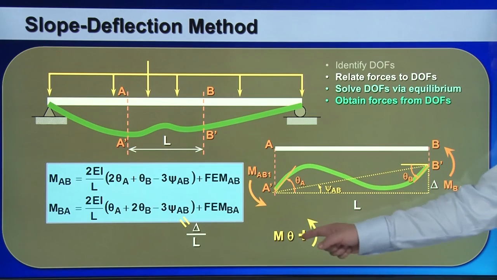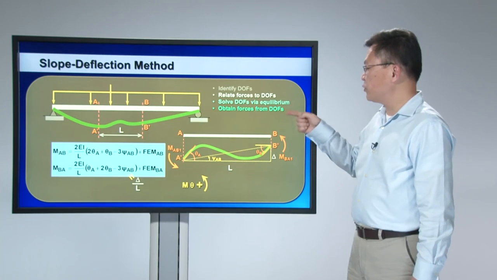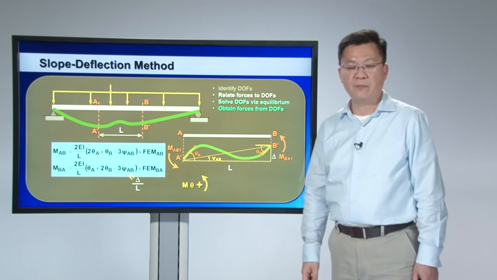So note that we should follow the assigned conventions for bending moment and rotation angle. They are defined as positive if they are counterclockwise. So once you relate the forces to degrees of freedom, the next thing you can do is to solve for the degrees of freedom using equilibrium. After that, you can obtain forces from the degrees of freedom. We'll illustrate these methods using some examples in the class.